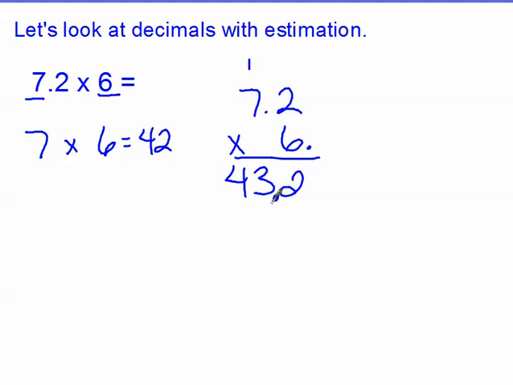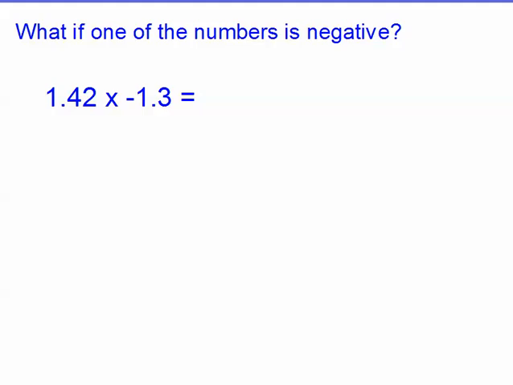And what you've learned in the past is that all you do is count the number of digits that are to the right of the decimal in my problem, add that up, and that's the total number of digits that you'll have in your answer. So in this case, we have 1, so I will have 1 number behind the decimal in my answer. So let's try another one. Right? So here's another one.